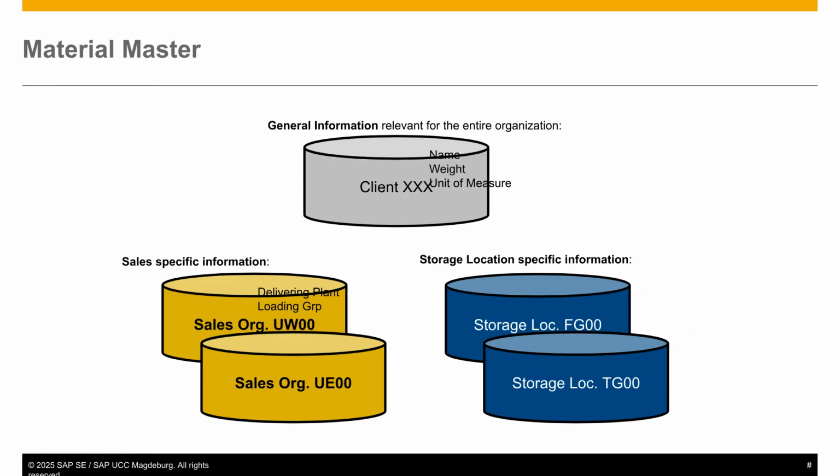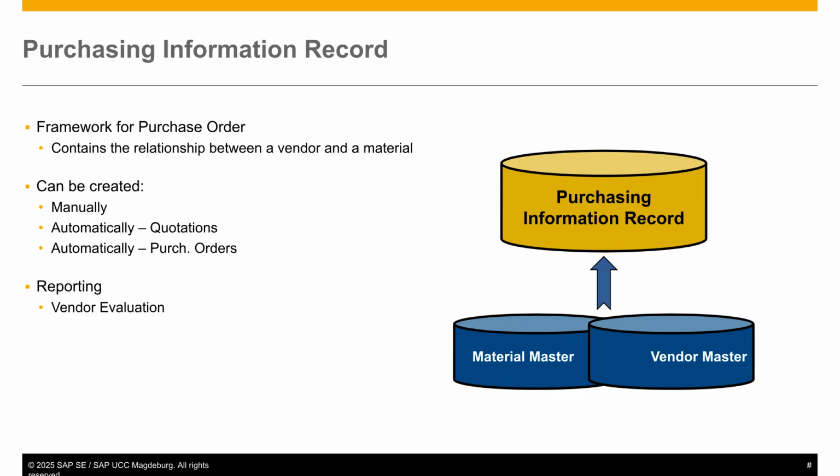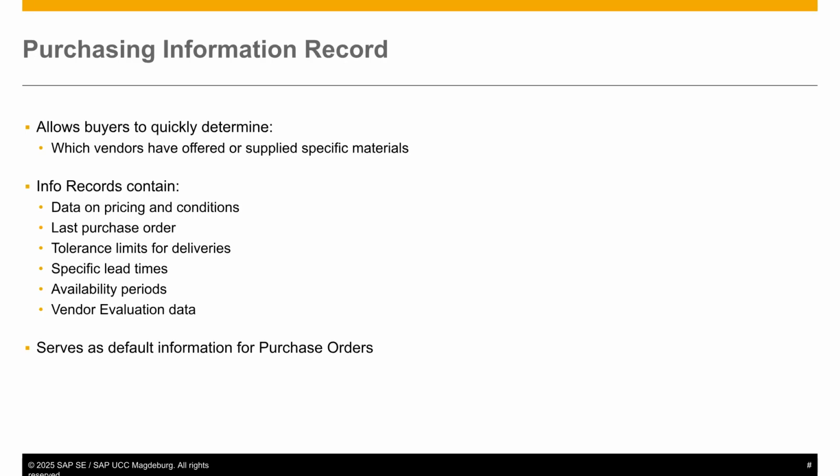General information applies to the entire organization, while other specific data is tailored to particular sales organizations or storage locations. The purchasing information record creates a framework for purchase orders. It establishes the relationship between a specific vendor and a material, and can be maintained manually or generated automatically. These info records help buyers quickly identify which vendors supply specific materials. They contain crucial details like pricing, lead times, and delivery tolerances, serving as defaults for purchase orders.